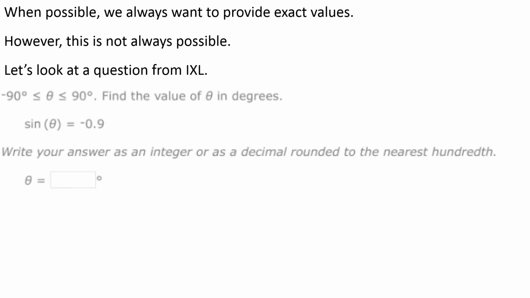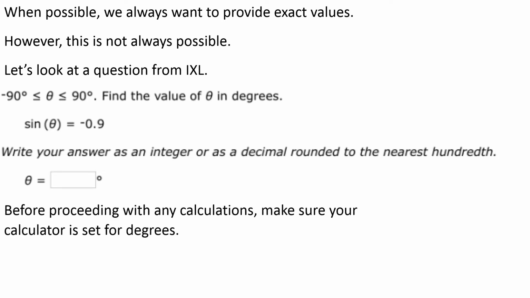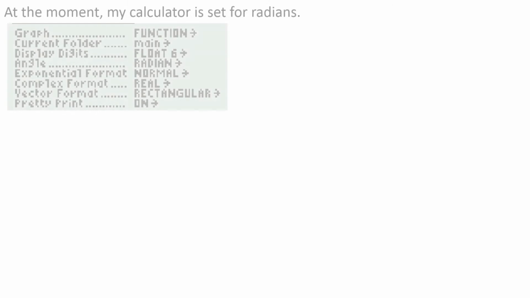Okay, here's an actual screenshot from IXL. And of course, sine of theta equals negative 0.9. Sorry, but that's not off of one of our special right triangles. It's not going to be on our unit circle. Now, I've got to be careful. If they ask for radians, make sure your calculator is in radians. If they ask for degrees, make sure your calculator is in degrees.